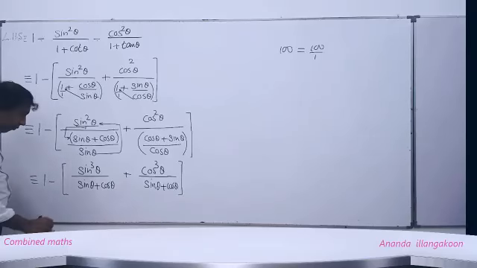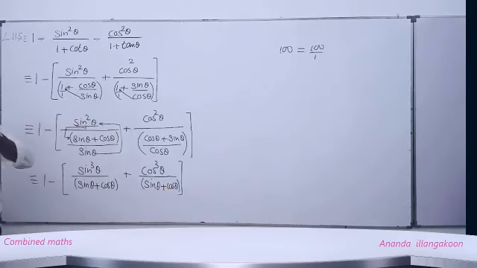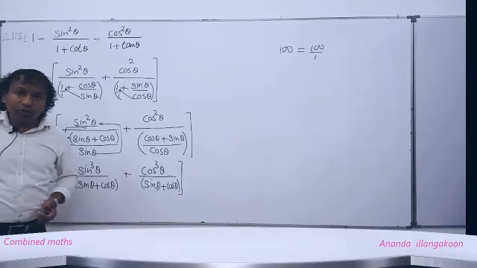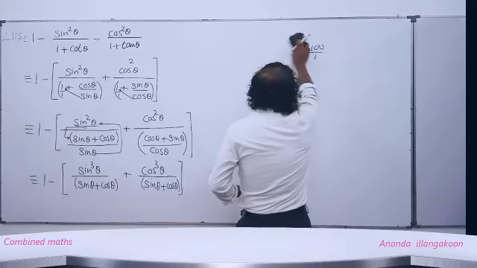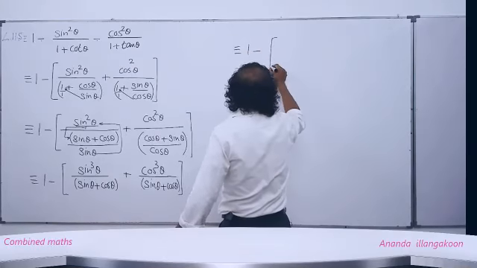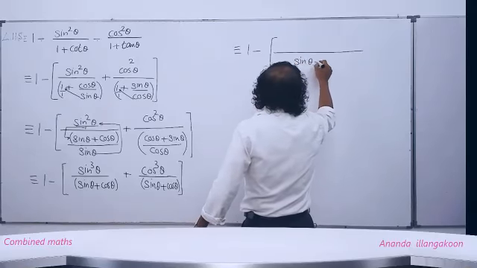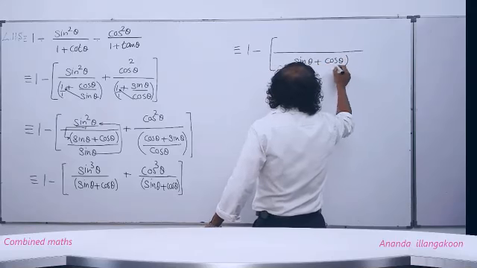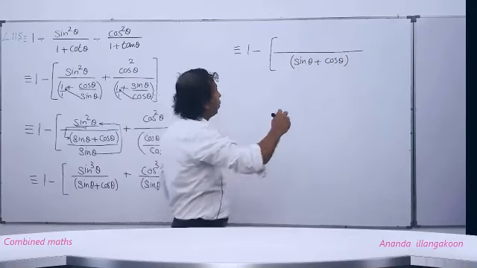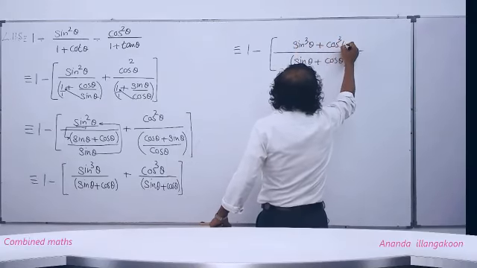Now you know here this denominator and here this denominator being the same. So therefore, people, straight away we can add the numerators. So then what do you get? 1 minus, sin theta plus cos theta. Then we can add this and this. It's sin cube theta plus cos cube theta. This way.